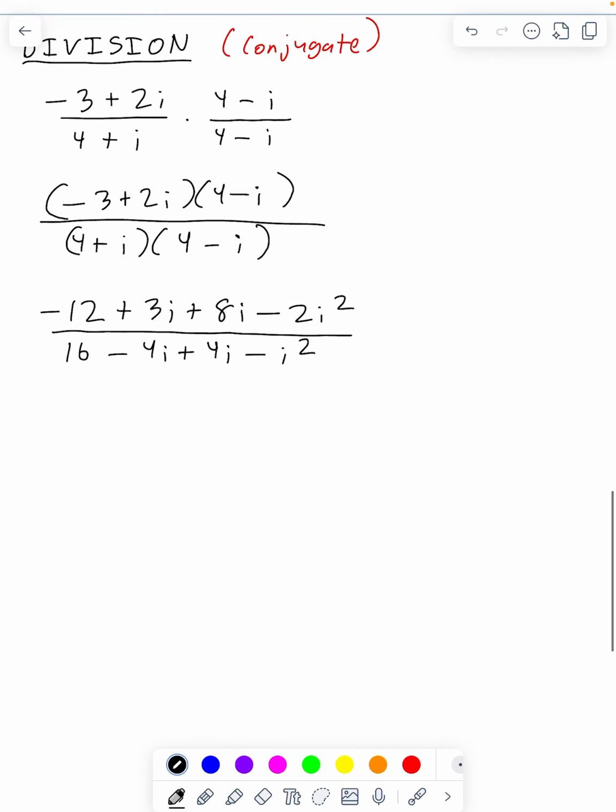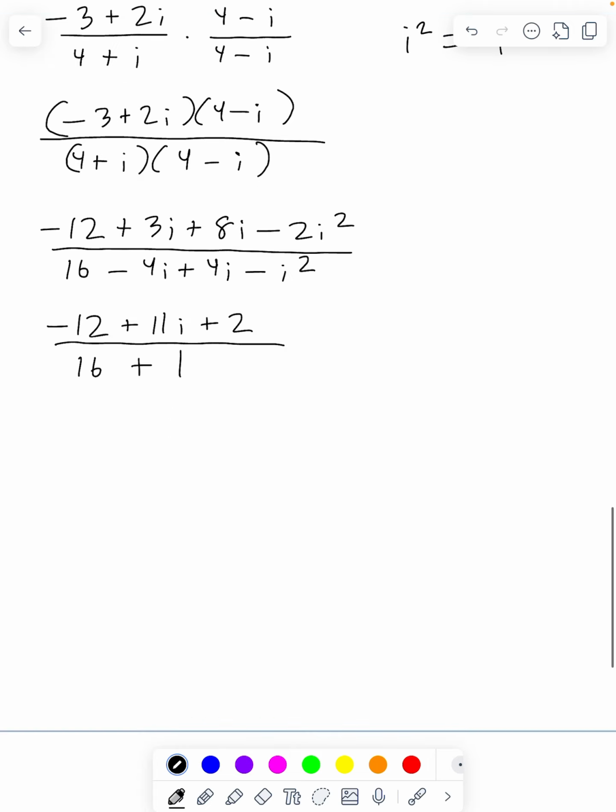Okay, let's start simplifying some things. So I'm gonna combine some steps. I'm gonna combine the imaginary parts, and then also rewrite these in terms of just constants, because i squared is equal to negative 1. So we'll have the negative 12 on top, and then the plus 3i plus 8i, that'll be plus 11i, and then the negative 2i squared will turn into a positive 2. All right, now for the bottom, we'll have the 16. Now the negative 4i and 4i goes to 0, so there's no imaginary part, which is what we want. We don't want an imaginary part in the denominator. And then the minus i squared gives us a minus negative 1, which is just plus 1.